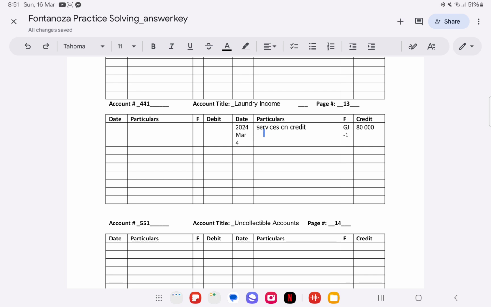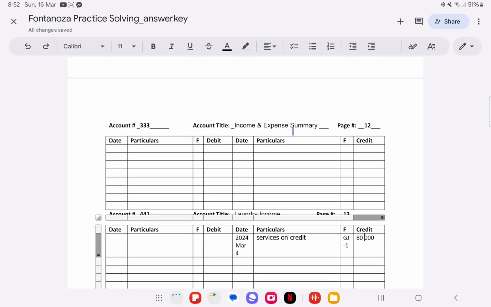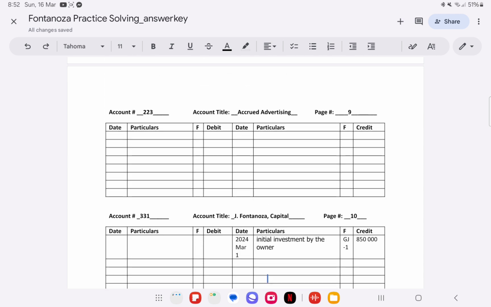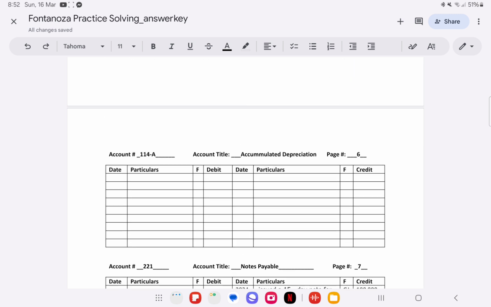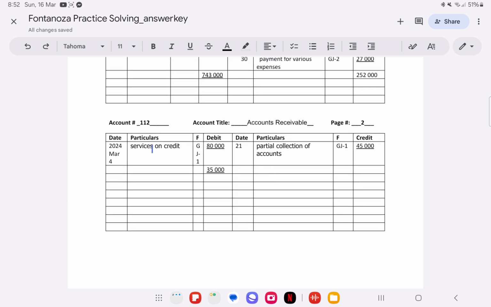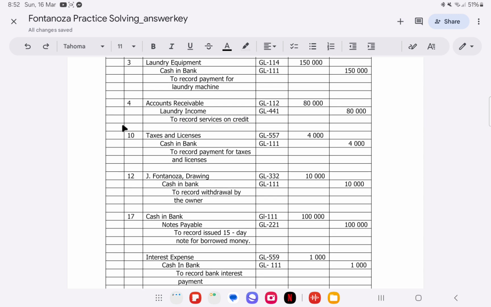So therefore, we record the credit. 2024 March 4 services on credit GJ1 80,000. So what would be your debit amount? So that's our credit amount, 80,000, and a little bit of checking, the debit is accounts receivable 80,000, services on credit last March 4. Okay, next transaction.